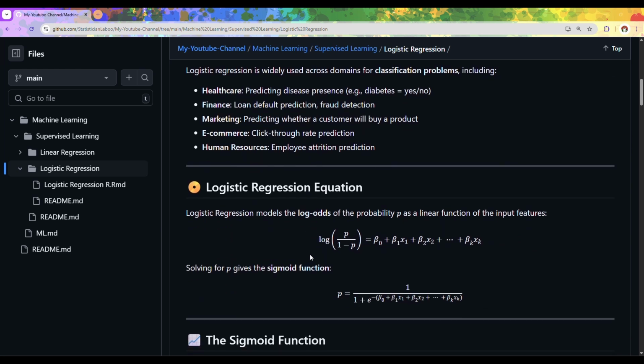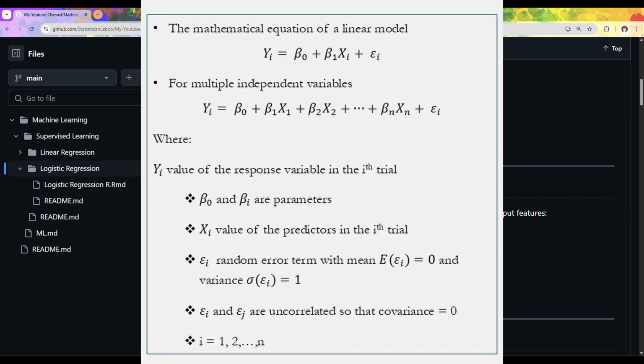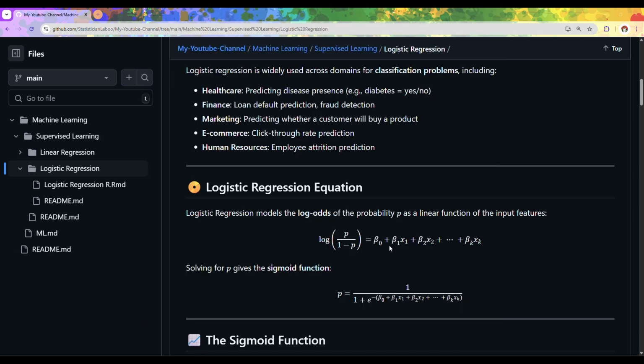So onto the equation now. Remember, in our linear regression equation, we had y equals beta naught plus beta 1 x1 plus beta 2 x2 for our continuous variables, and then we also had an error term. Beta naught was what we call the y-intercept, the expected value when all the x's are 0. Then beta 1, beta 2 and so forth, until beta k, are the coefficients of the x's.